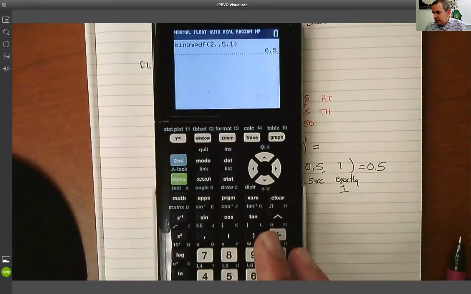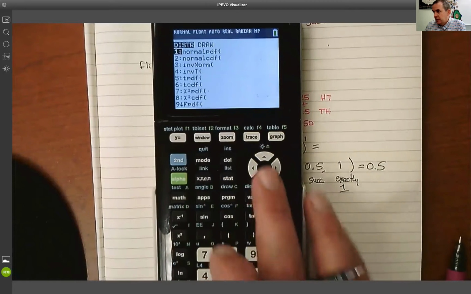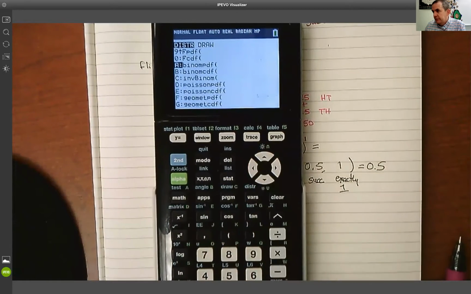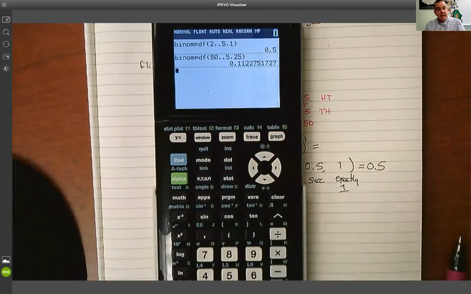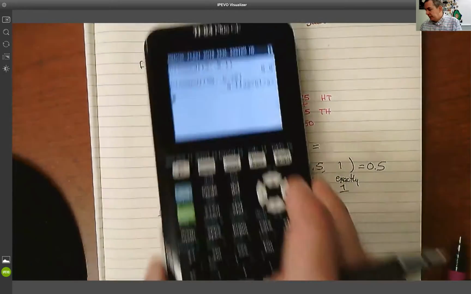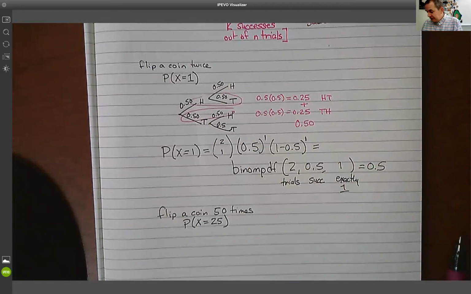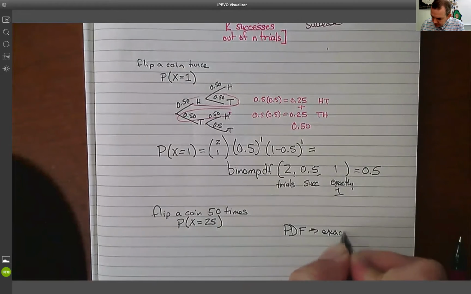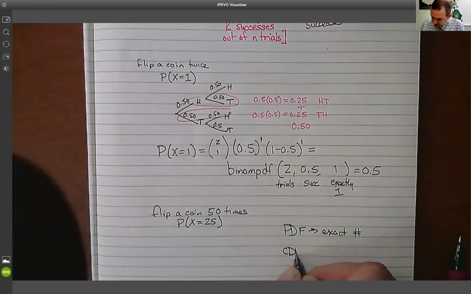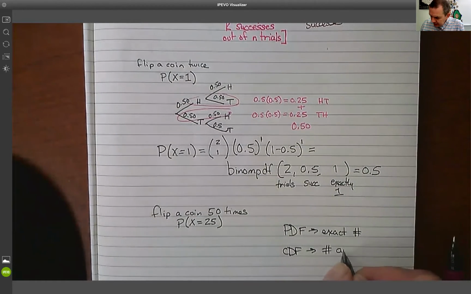Whereas what can happen is, we do this in the calculator, we do second, vars, and go to binomial PDF. We say we're doing it 50 times, probability of success 0.5, and 25 is my exact value. And what you're going to find out is the probability of you getting exactly 25 heads is about 11%. So again, that's the shorthand way of doing it, so you don't have to make this massive tree diagram. So that's our binomial setting. PDF gives you an exact number. CDF gives you that number and below.